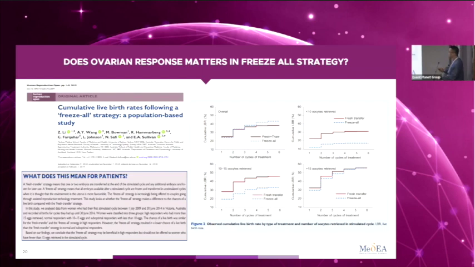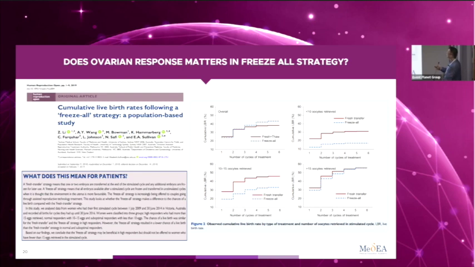What I felt is very interesting was that overall, it's looking at the number of oocytes that are being retrieved. You see this brown line, which is a fresh transfer, and the dotted blue line is a freeze-all cycle, and they're looking at the cumulative live birth rate based on the number of oocytes. So cumulatively, if you have more cycles, obviously your cumulative live birth rate goes up.